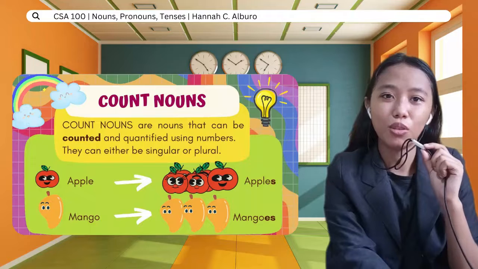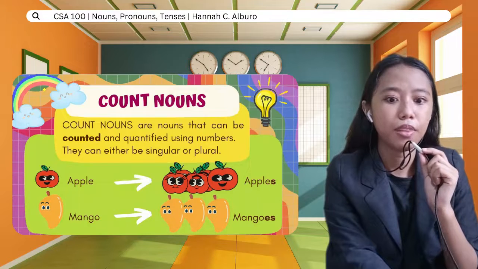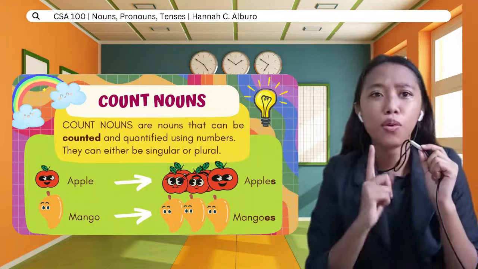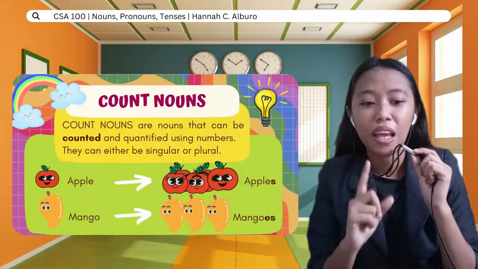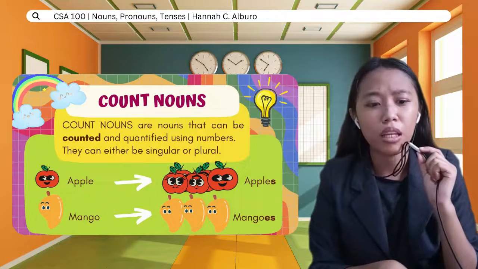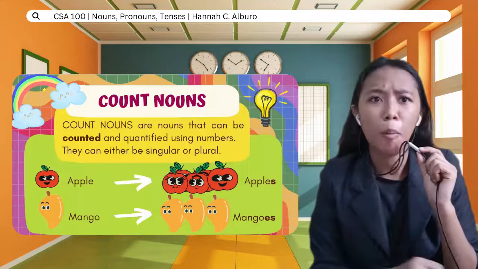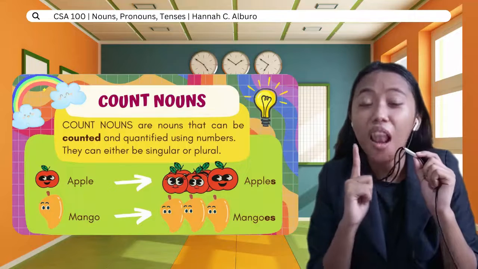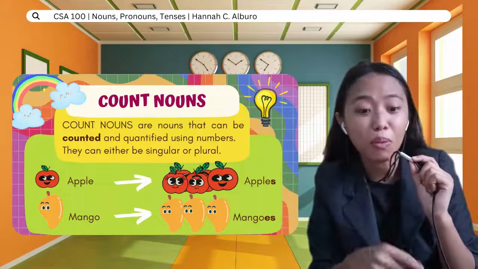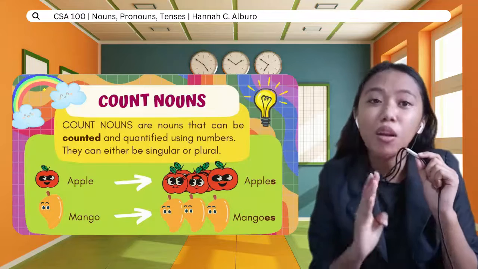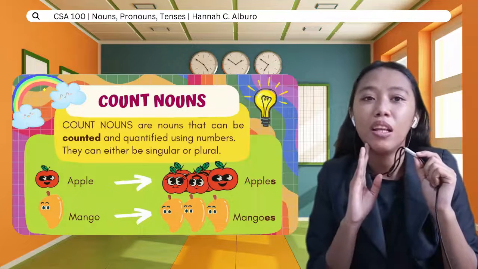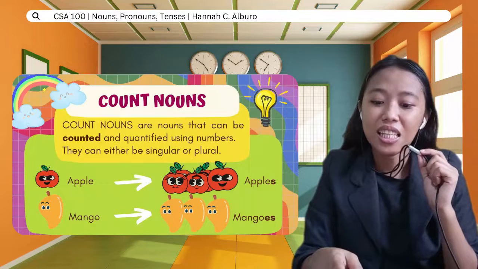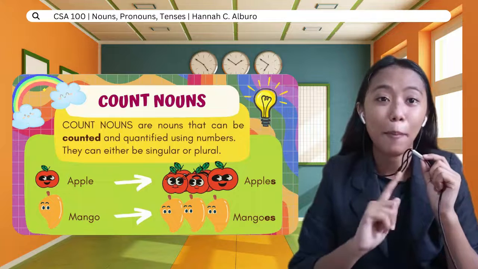Let us now move on to the next topic, which is all about the countable and uncountable nouns. So for the countable nouns, 'di ba? These are nouns that can be counted and quantified using numbers, no? We can count them one by one to get the total number. Kaya nga countable nouns. So, they can either be singular or plural, or they actually have the singular and plural form.